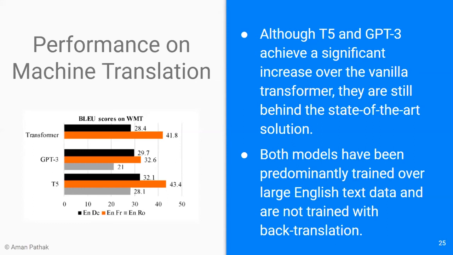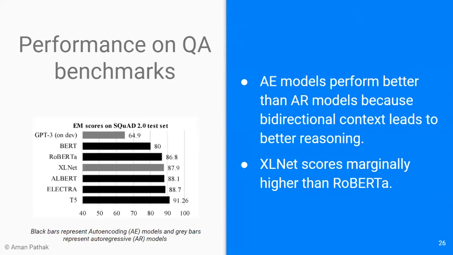We move on to the QA benchmarks. Question answering tasks evaluate the logical reasoning abilities of the model. We use the SQuAD dataset, version 2.0. We find that the autoencoder models tend to perform better than autoregression models because of the bidirectional context. We also notice that XLNet, which is an autoregression model, tends to score higher than RoBERTa. It is because XLNet has been trained on extra data compared to RoBERTa.